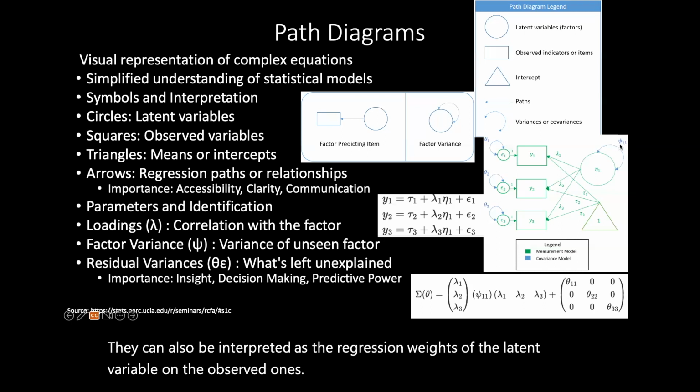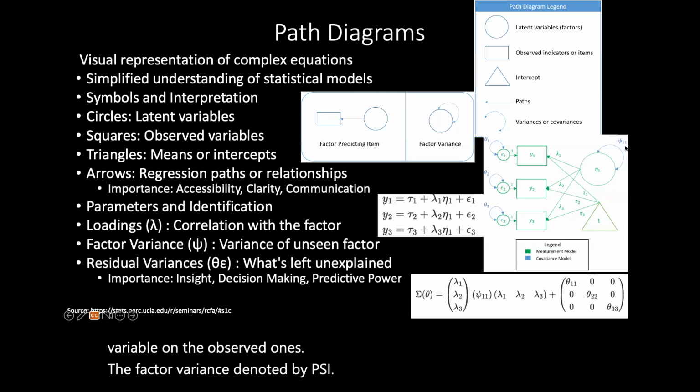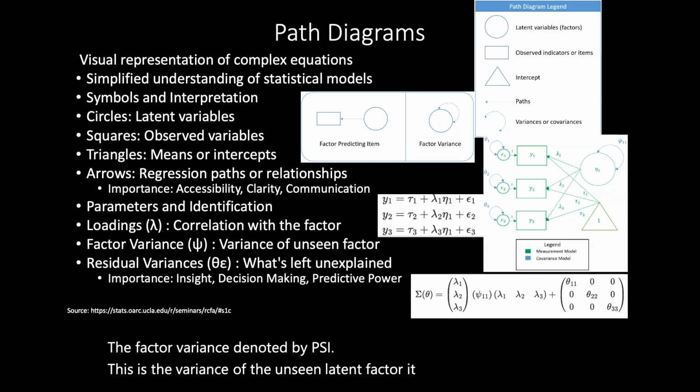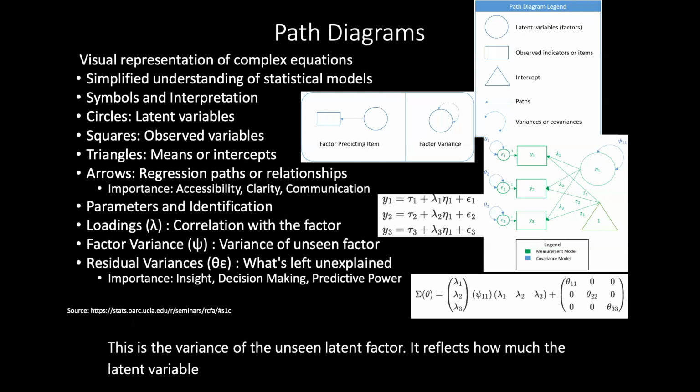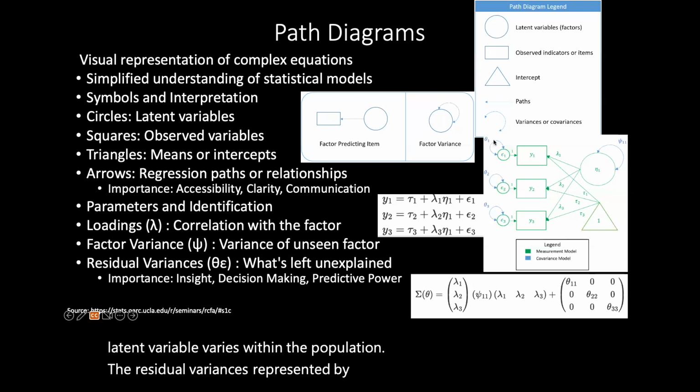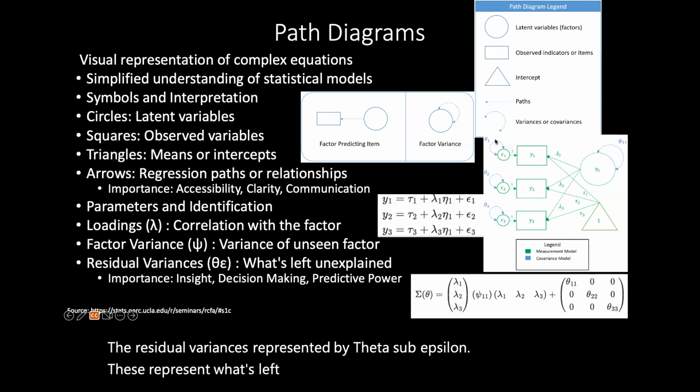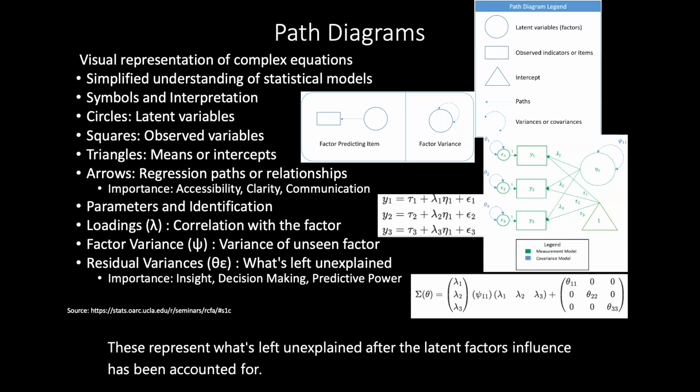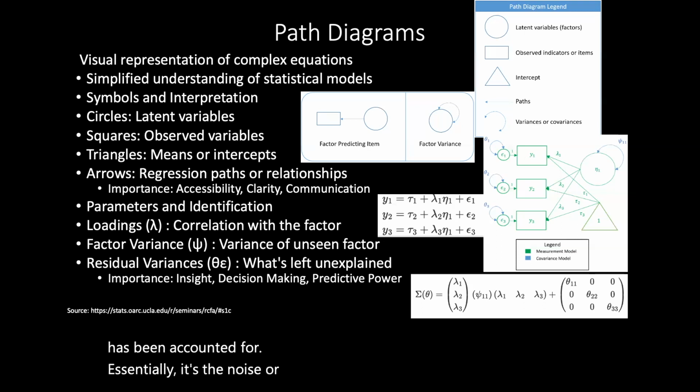The factor variance, denoted by psi, is the variance of the unseen latent factor. It reflects how much the latent variable varies within the population. The residual variances, represented by theta sub epsilon, represent what's left unexplained after the latent factor's influence has been accounted for. Essentially, it's the noise or error in the observed variables.